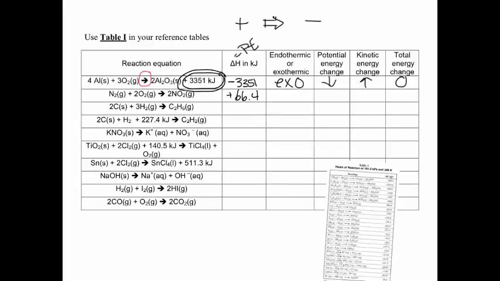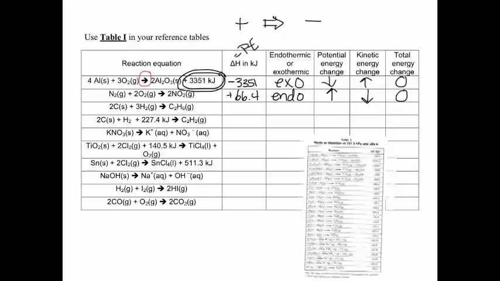Which means, since it's positive, it's endothermic. Delta H is essentially equivalent to potential energy, so the potential energy went up. Therefore, the kinetic must have gone down, and our total energy change is always zero.